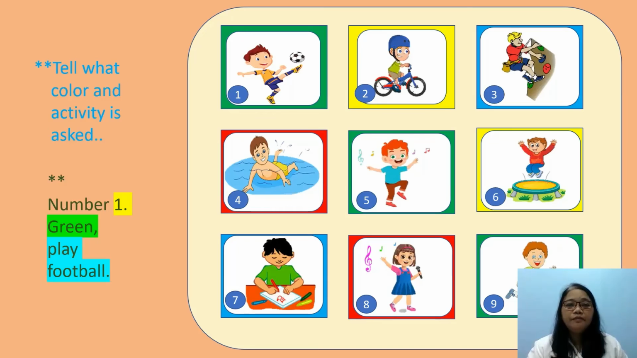Again, one, green, football. Two, yellow, ride a bike. Three, blue, climb. Four, red, swim. Five, green, dance. Six, yellow, jump. Seven, blue, draw. Eight, red, sing. Nine, green, run. Easy, right? So I hope you are going to practice doing that. You can open this at home and practice on your own.